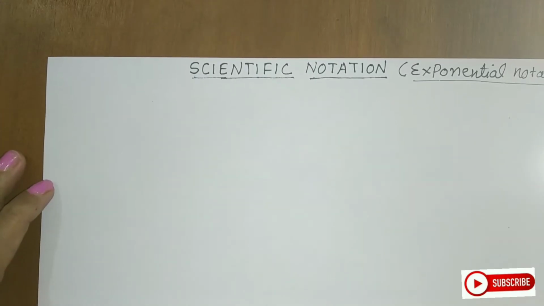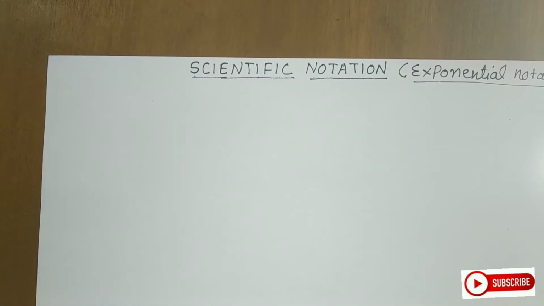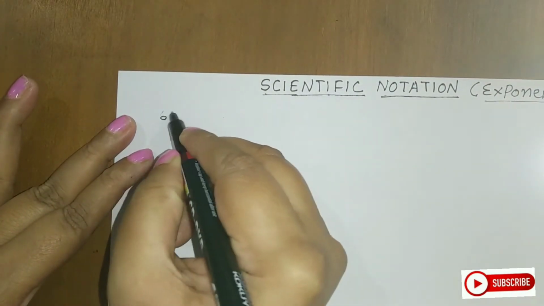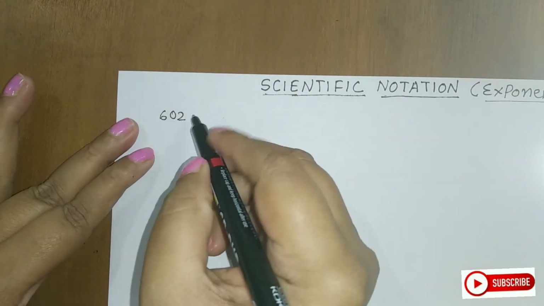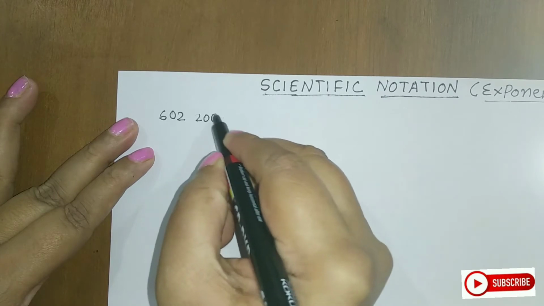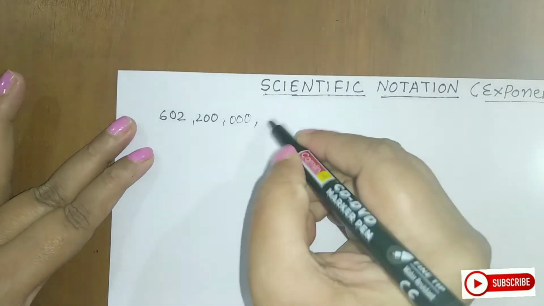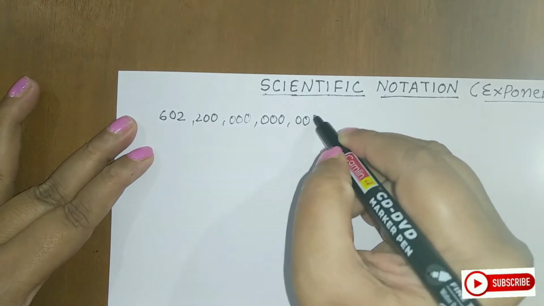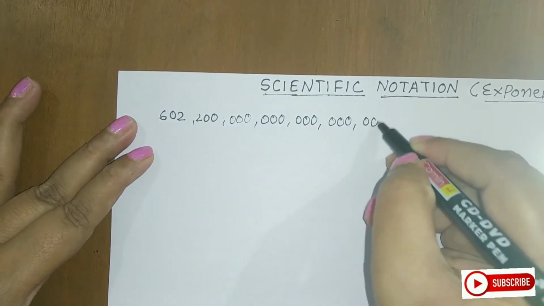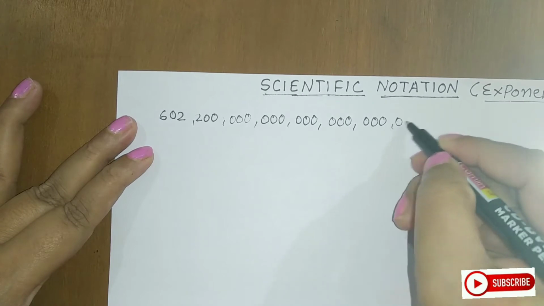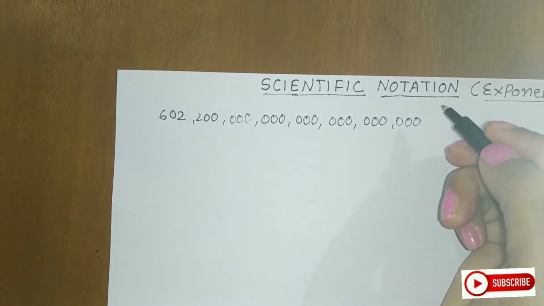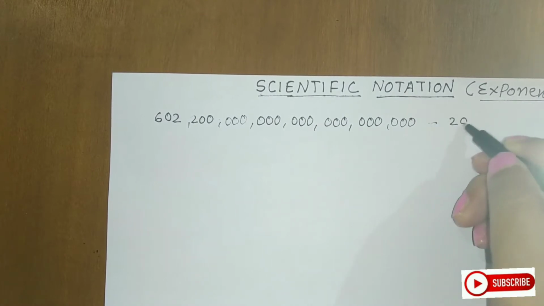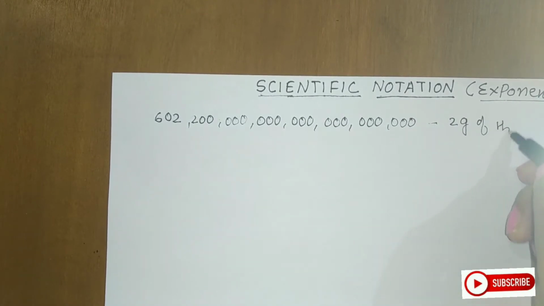Hello students. Today in this video we are going to see scientific notation, also called exponential notation. A chemist has to deal with numbers as large as 602,200,000... continuing with zeros for 6 more times. This is the big number for the molecules in 2 gram of hydrogen molecule.